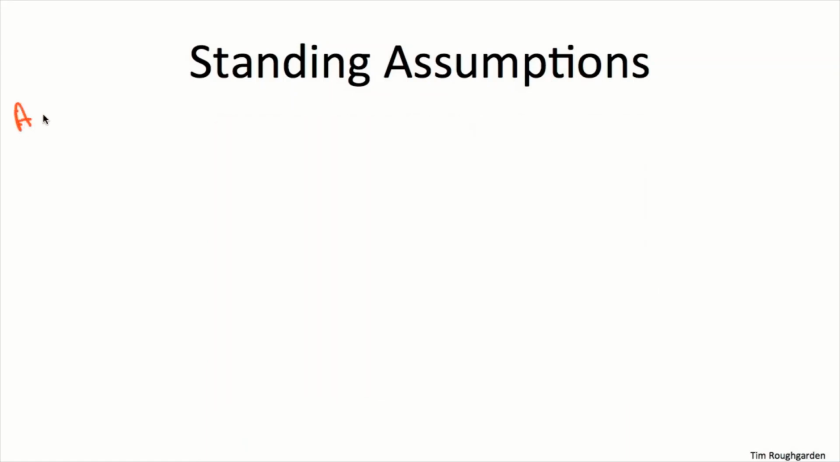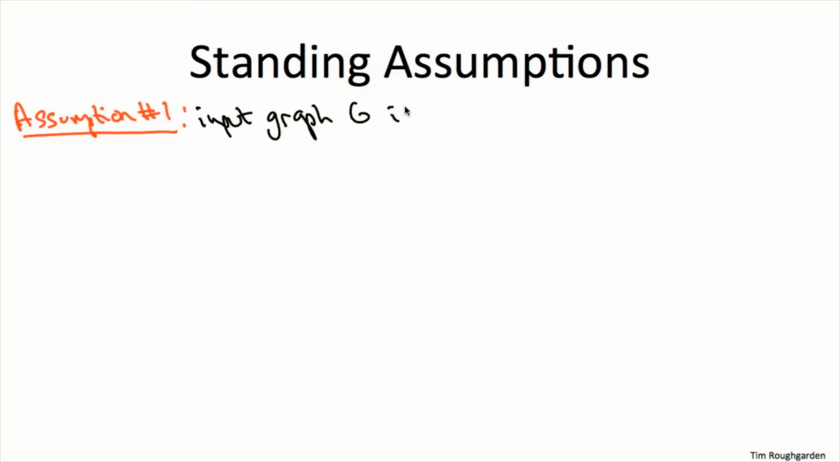So here are the 2 assumptions that we're going to make throughout all of the lectures on minimum spanning trees. The first assumption is that the input graph G is itself connected. That is, G contains a path from any vertex to any other vertex. So why am I making this assumption? Well, if this assumption is violated, then the problem isn't even well defined. If the graph isn't connected, then certainly none of its subgraphs are connected, so it has no spanning trees, and it's not clear what we're trying to do.